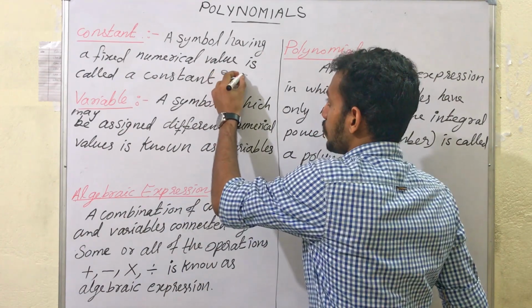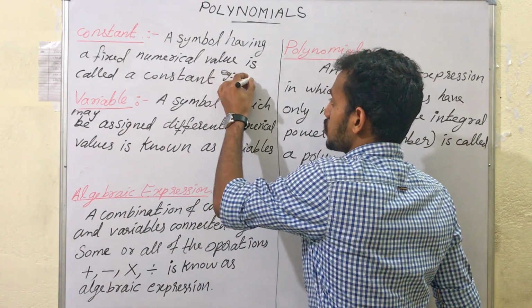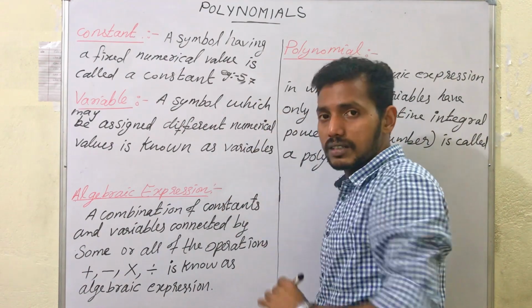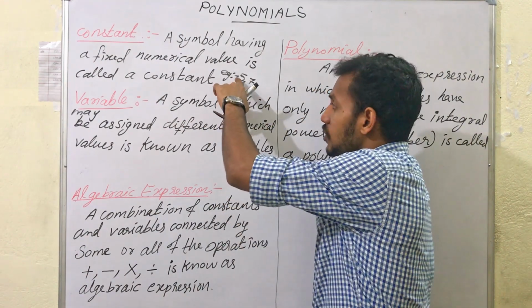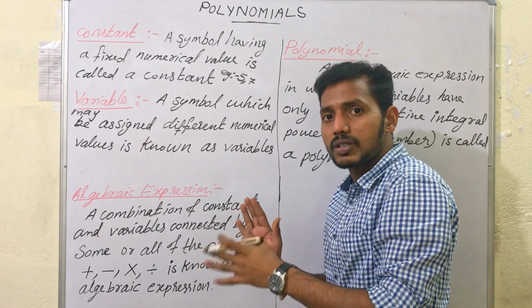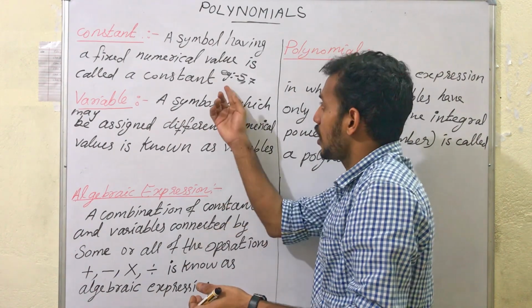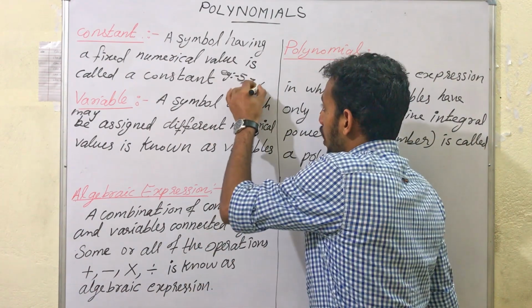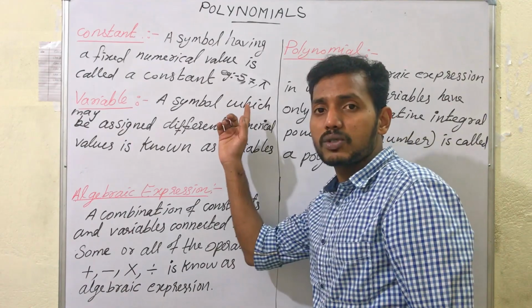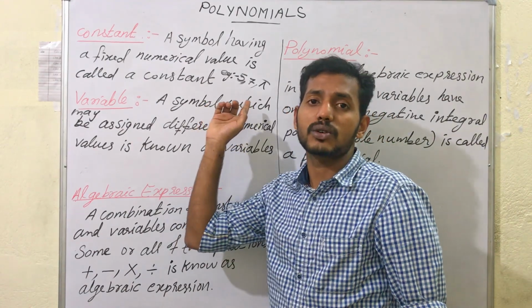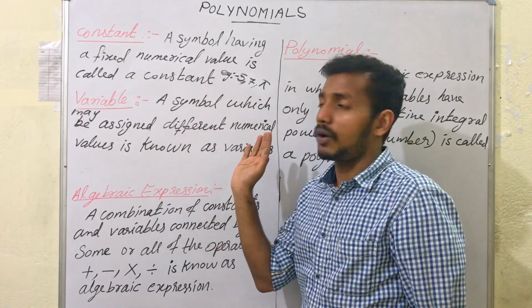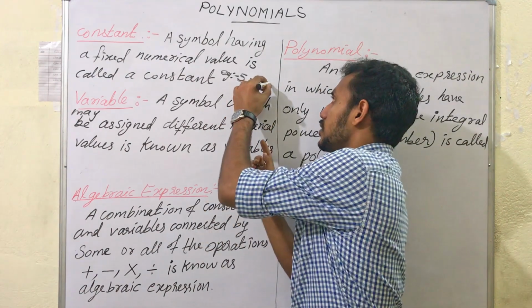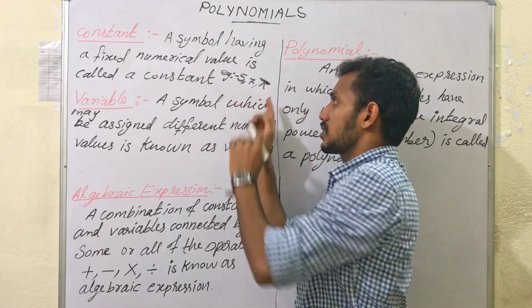For example, 5, 7, these all are fixed. That means the value of 5 is 5 in all situations, and the same for 7. Similarly, pi. The value of pi which we have learned, either we will put as 22 by 7 or 3.14. This value is fixed. So these all are constants.